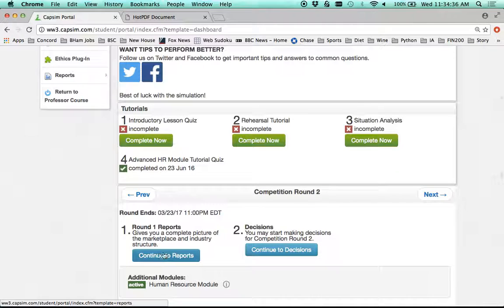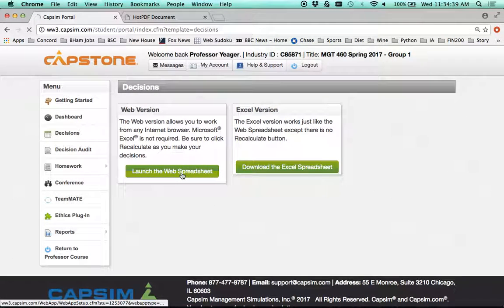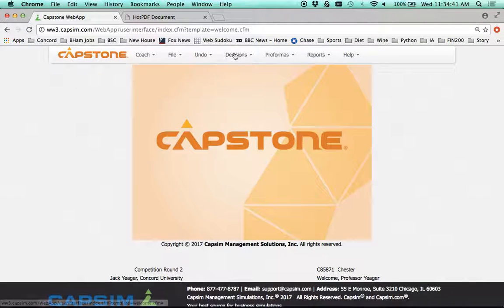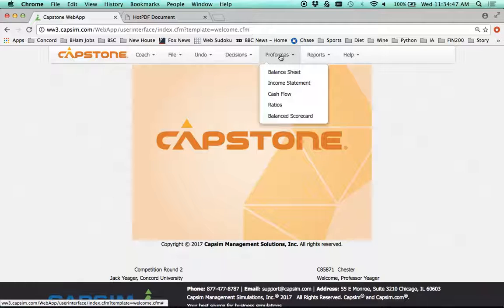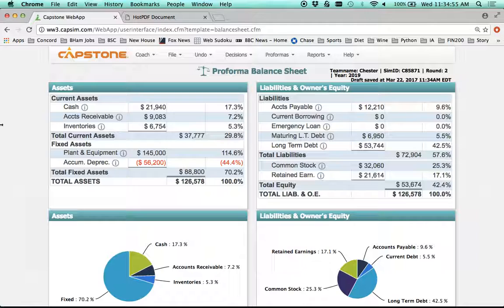You do have the ability to look at what CapSim is projecting for you. They create a forward-looking balance sheet for you based on the decisions that you're making in a particular period. And so you can look at the pro forma balance sheets. For example, for this particular person or team, based on the decisions that they are intending to make over the next year, it does tell them what their total assets are projected to be at the end of the next year.